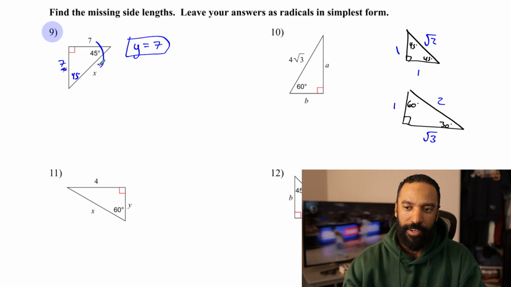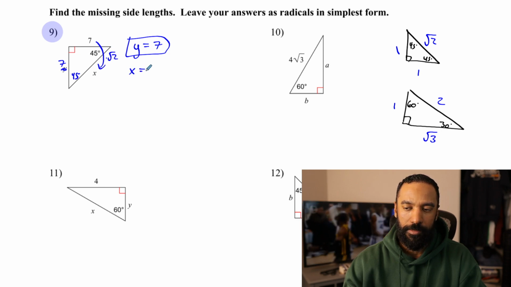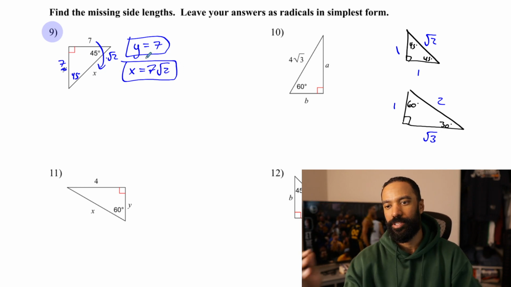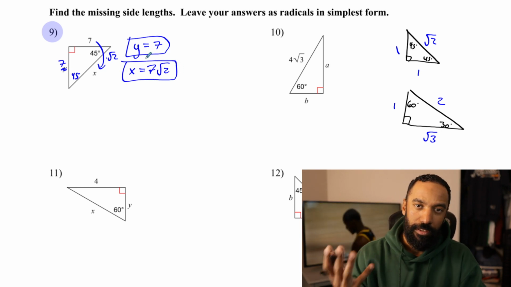X, you got to take either 7 and multiply by the square root of 2. That's how many times larger this thing is here. What's 7 times the square root of 2? Yes, that's exactly what it is. No units involved in these problems.